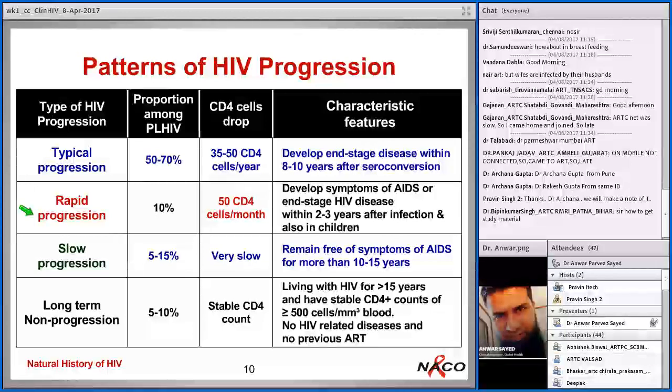And also in children, they progress very rapidly. Then slow progressors, 5 to 15% of people will fall in this category. The rate of drop of CD4 is very, very slow. They will remain symptom free for a long time, that is 10 to 15 years.